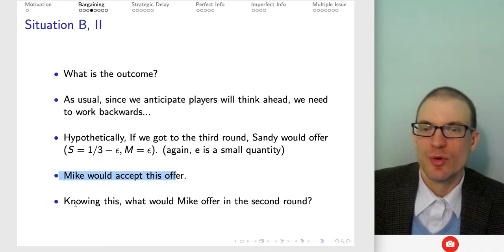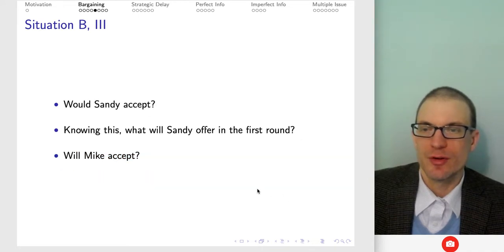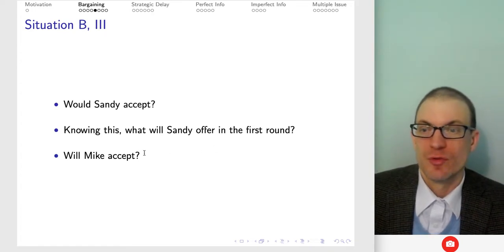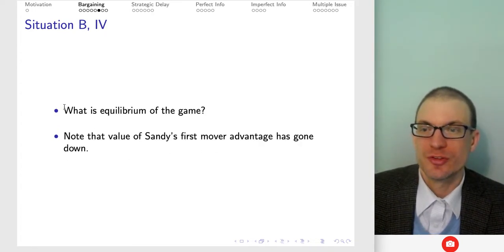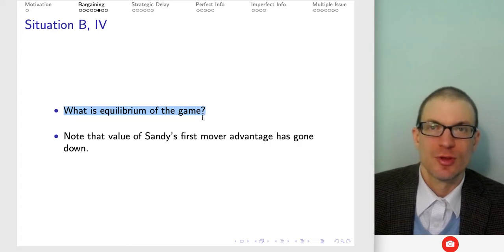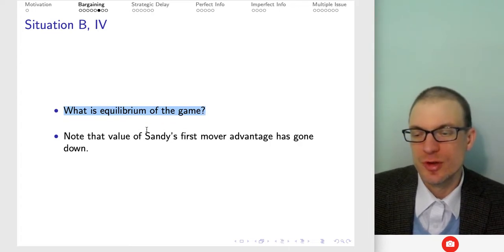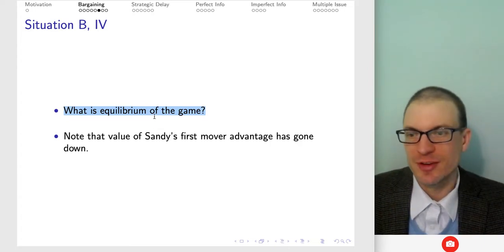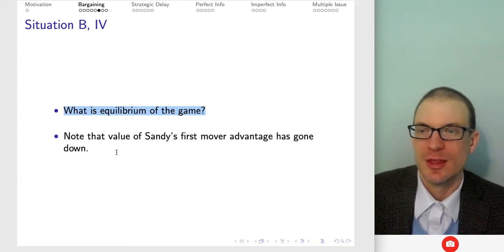Mike accepts. Knowing this, what does Mike offer in the first round? Would Sandy accept? Knowing this, what would Sandy offer in the first round? Will Mike accept? We actually walked through all this. What's the equilibrium of the game? It's 2/3 to the first mover, 1/3 to the second mover. Sandy's first mover advantage went down substantially in the longer game.